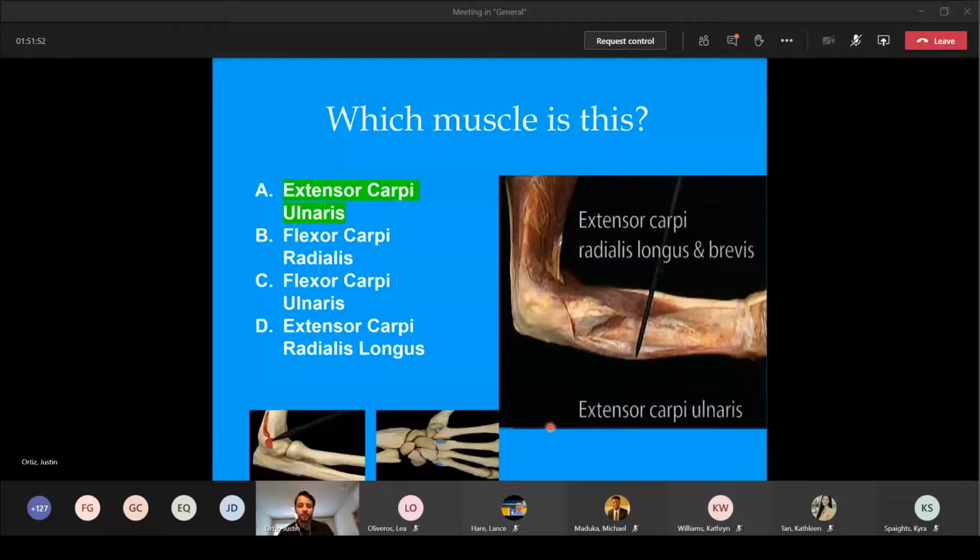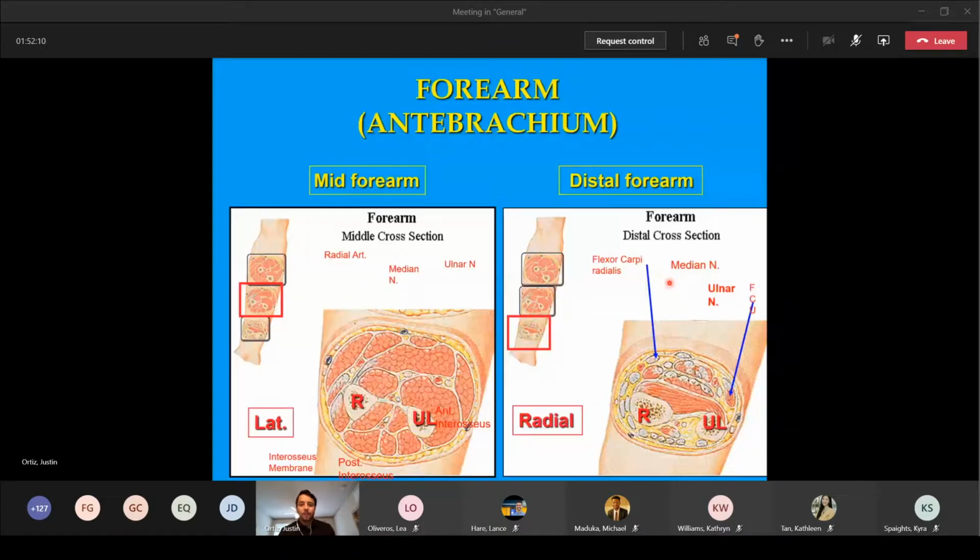All right. So yes, it's going to be extensor carpi ulnaris, right? So you all did really well. I saw all the A's in the chat. That's really good. This would be the extensor carpi ulnaris, right? And this over here would be the extensor carpi radialis longus and brevis. Remember, think longus, alpha lateral. So it's more lateral than the brevis. Yes. Okay, so we're almost done with this lecture.